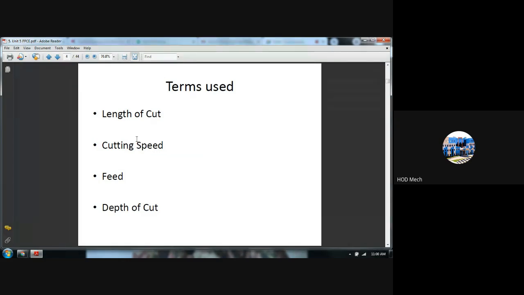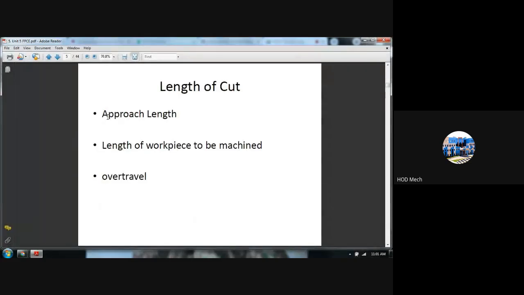So, the terminologies you should know are length of cut, cutting speed. In some cases, we even take it as spindle speed. Length of cut, cutting speed, depth of cut, spindle speed. These are some of the terms most frequently used when you talk about machining time. And then we have approach length, length of workpiece to be machined, and overall travel. So how do you define all these terms?